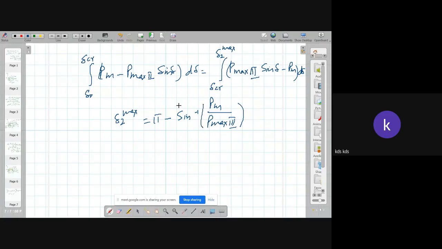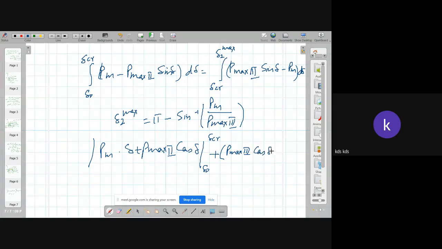Now I solve these integrations. It becomes PM delta plus P max 2 cos delta within the limits delta naught to delta critical, plus, taking the right hand term to the left hand side, P max 3 cos delta plus PM delta.